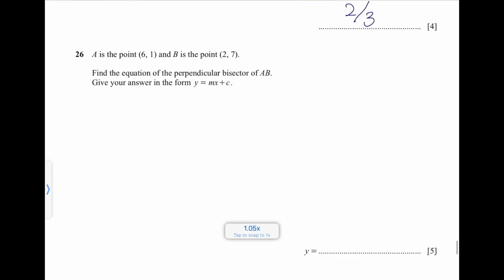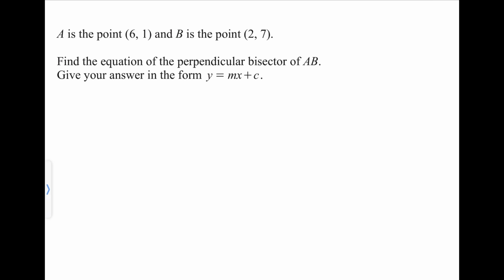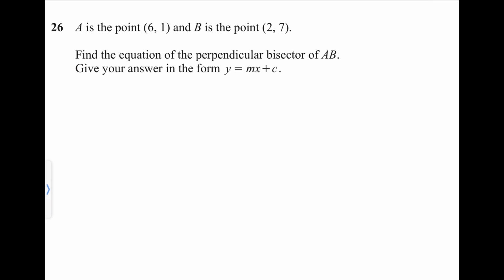Ultimately, we arrive at the last question, which says that A is a point and B is a point. Find the equation of the perpendicular bisector. In this question, there are 2 important things to be considered. First of all, the m needs to be calculated, which is the gradient of the perpendicular bisector, and the c value. So to calculate the m, we need to find the gradient of the line AB.